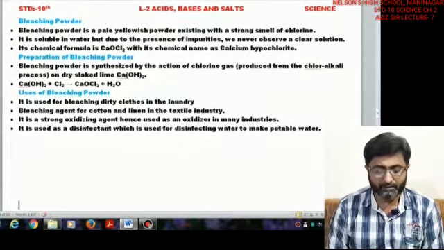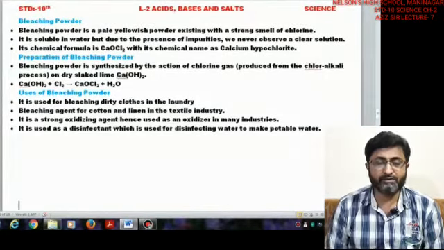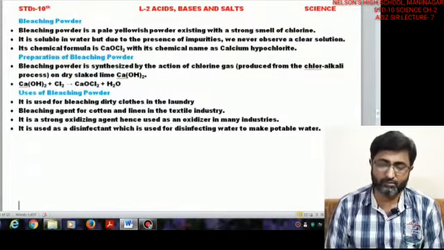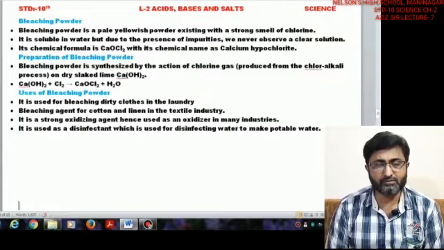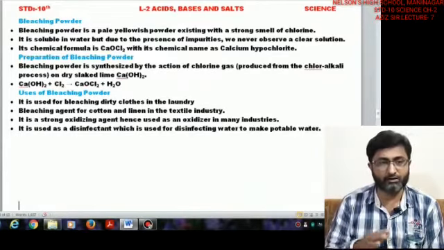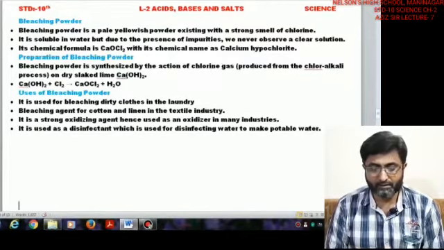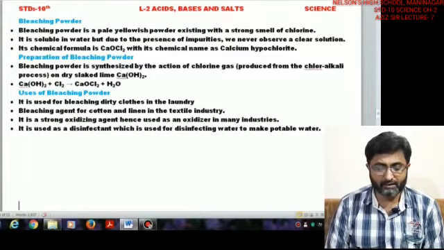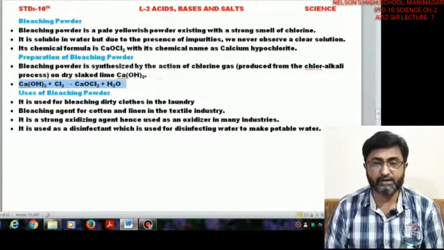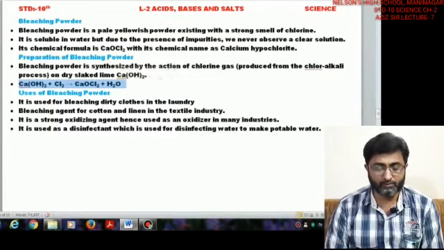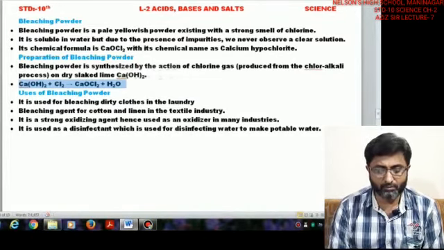Now how to prepare it? The chlorine gas obtained from the chlor-alkali process is passed over dry solid particles of calcium hydroxide, known as slaked lime. This slaked lime is treated with chlorine gas, and in the chemical formula you are seeing, calcium hydroxide treated with chlorine gas gives us calcium hypochlorite plus water molecules. This hypochlorite is nothing but bleaching powder.